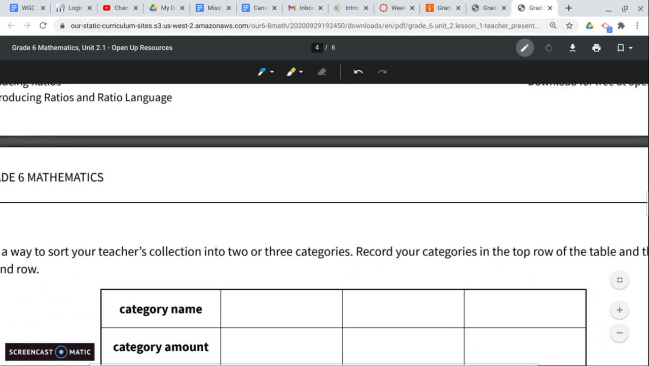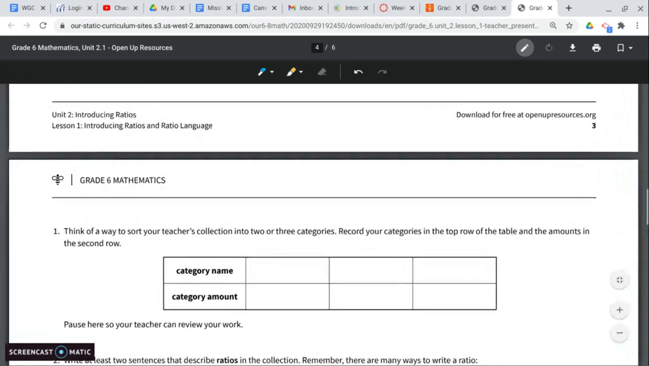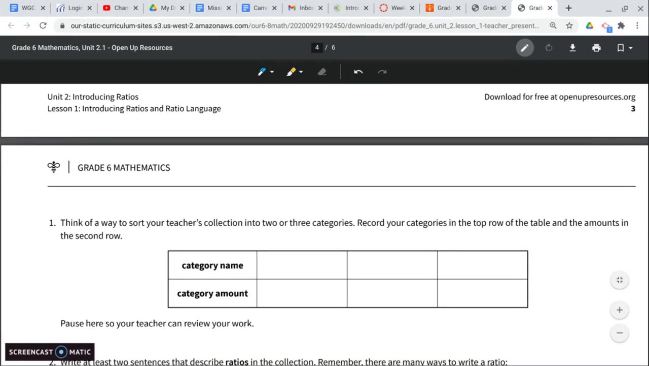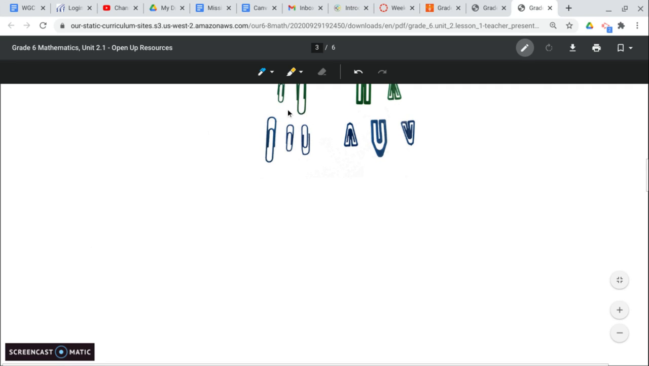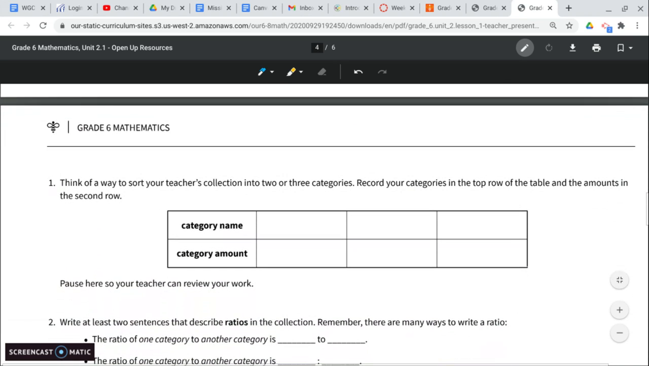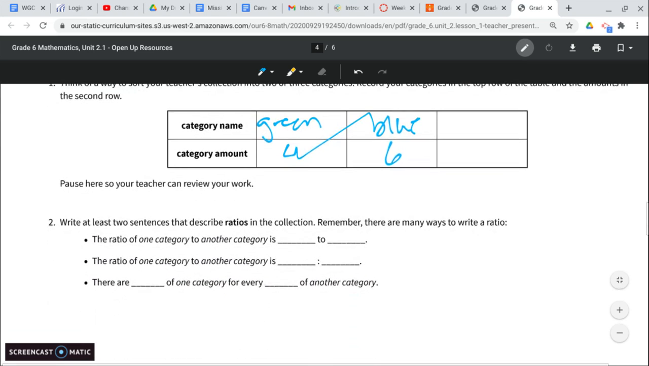The first thing we want to look at is think of a way to sort your teacher's collection into 2 or 3 categories. Record your categories in the top row of the table and the amounts in the second row. If we organize this based on color, we'd have green and blue. We've got 1, 2, 3, 4 green, and 1, 2, 3, 4, 5, 6 blue. So green was 4, blue was 6. We'll do that for ours.